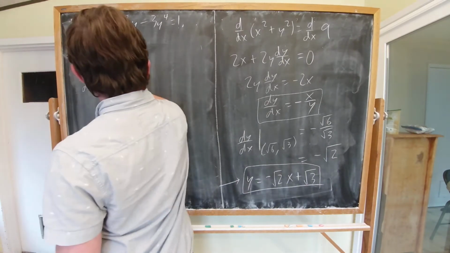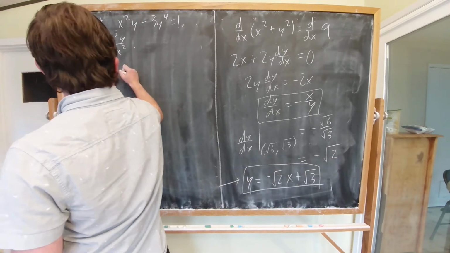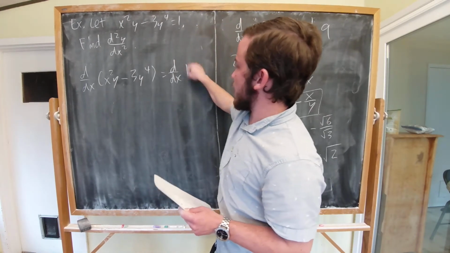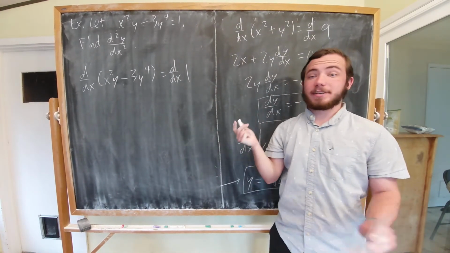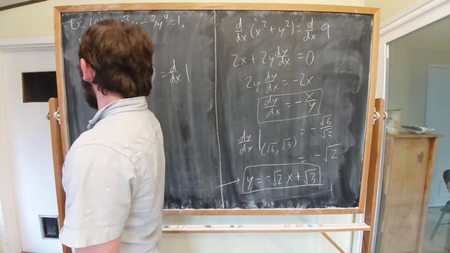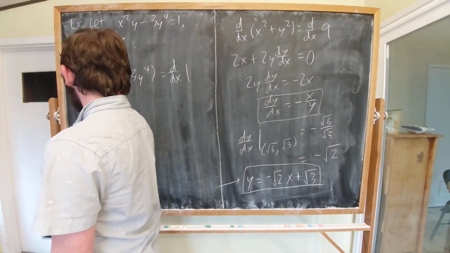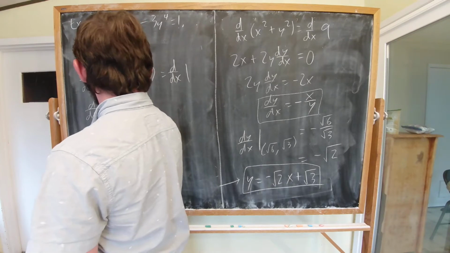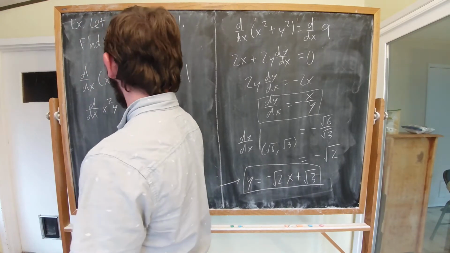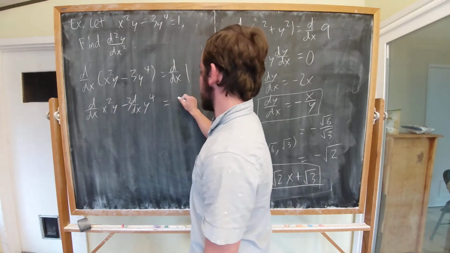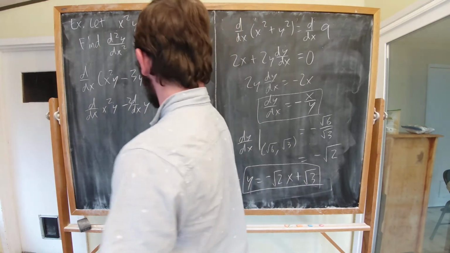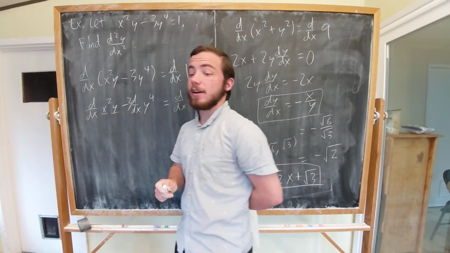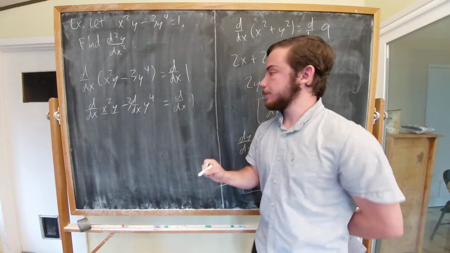That should be d/dx of x squared times y minus 3y to the fourth is equal to d/dx of 1. Alright, let's compute those derivatives. Here we have a product rule, so let's actually split that. We have d/dx of x squared y minus 3 times d/dx of y to the fourth is equal to d/dx of 1. Here we have a product of two things, x squared and y, so we apply the product rule.